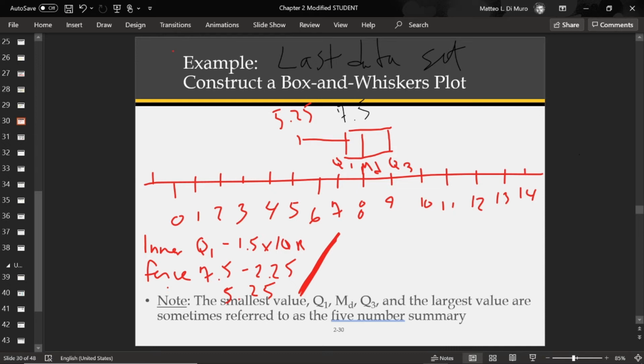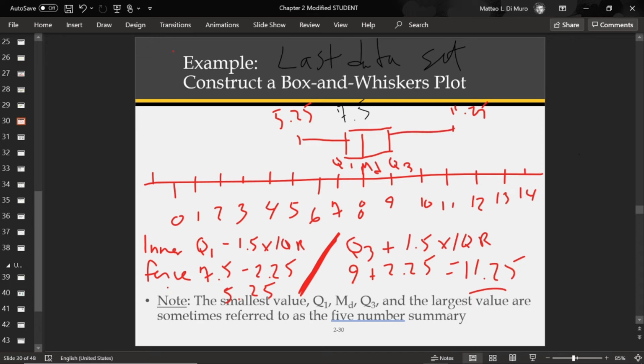When you do the other fence, which is Q3 plus 1.5 times the interquartile range, well, Q3 was 9. 1.5 times 1.5 was 2.25. When you add it up, you get 11.25. So there's 11, a little bit bigger. Label it, right? If it's not on the scale, label it.